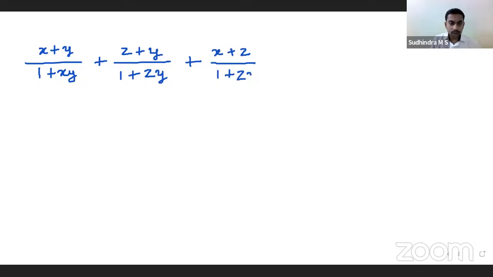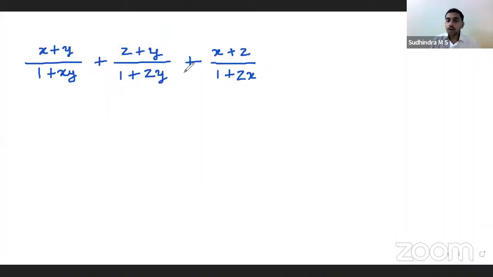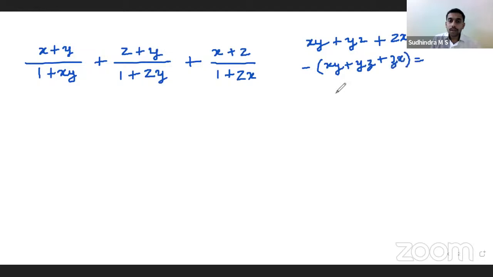What is the condition that they have given? xy plus yz plus zx is equal to minus 1. So if xy plus yz plus zx equals minus 1, can I tell minus of xy plus yz plus zx would be equal to 1? Yes. That is minus xy minus yz minus zx equals 1. Correct.